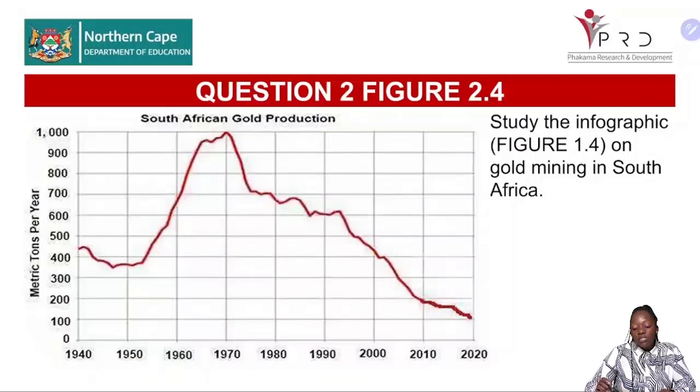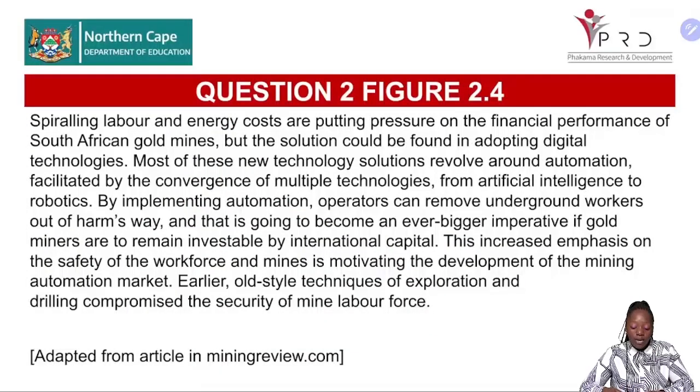Like we've said, you start by reading the instruction. It's saying study the infographic in figure 1.4 on gold mining in South Africa. So here you are given a South African gold production, and then after that we are given an extract. So in that extract you need to read the extract again. Then after, we're going to go through to the questions. After the questions, then we go back to the extract again. As we're reading for the second time now, we are underlining what answers are supposed to come up from the extract.